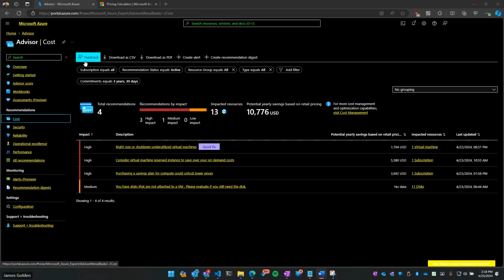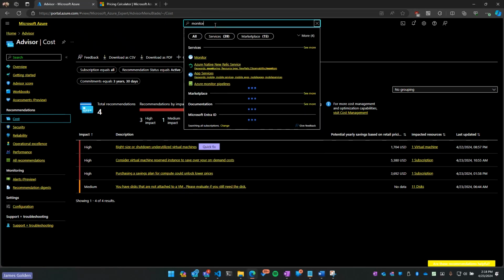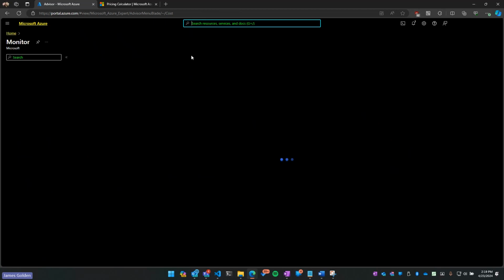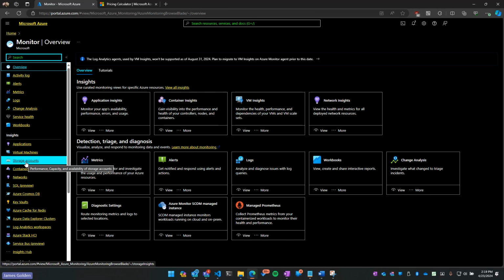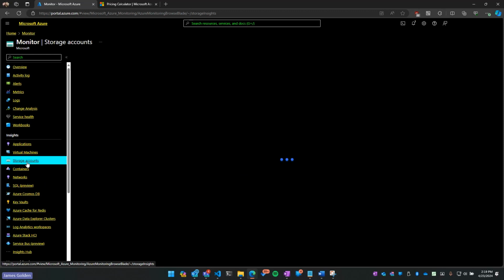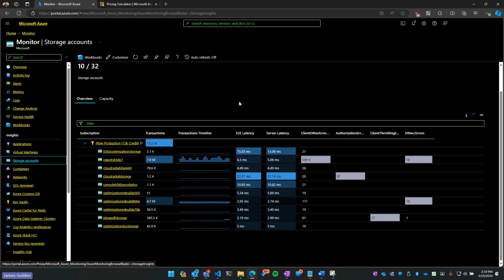So how do you go about identifying dead resources? I would highly, highly suggest you get somewhat comfortable with the monitor area within Azure. What this allows you to do is to break down those individual resources and actually see their actual usage telemetry. So for example, I'm going to just use this as an example.